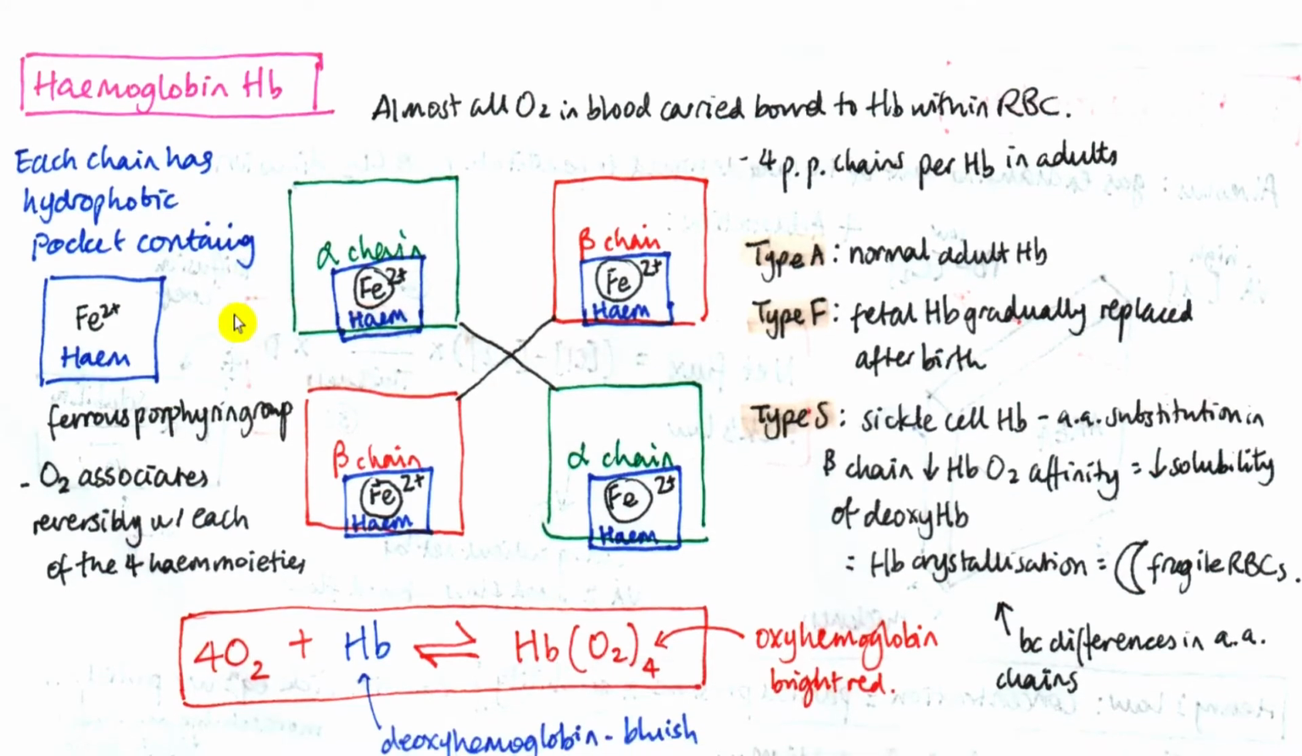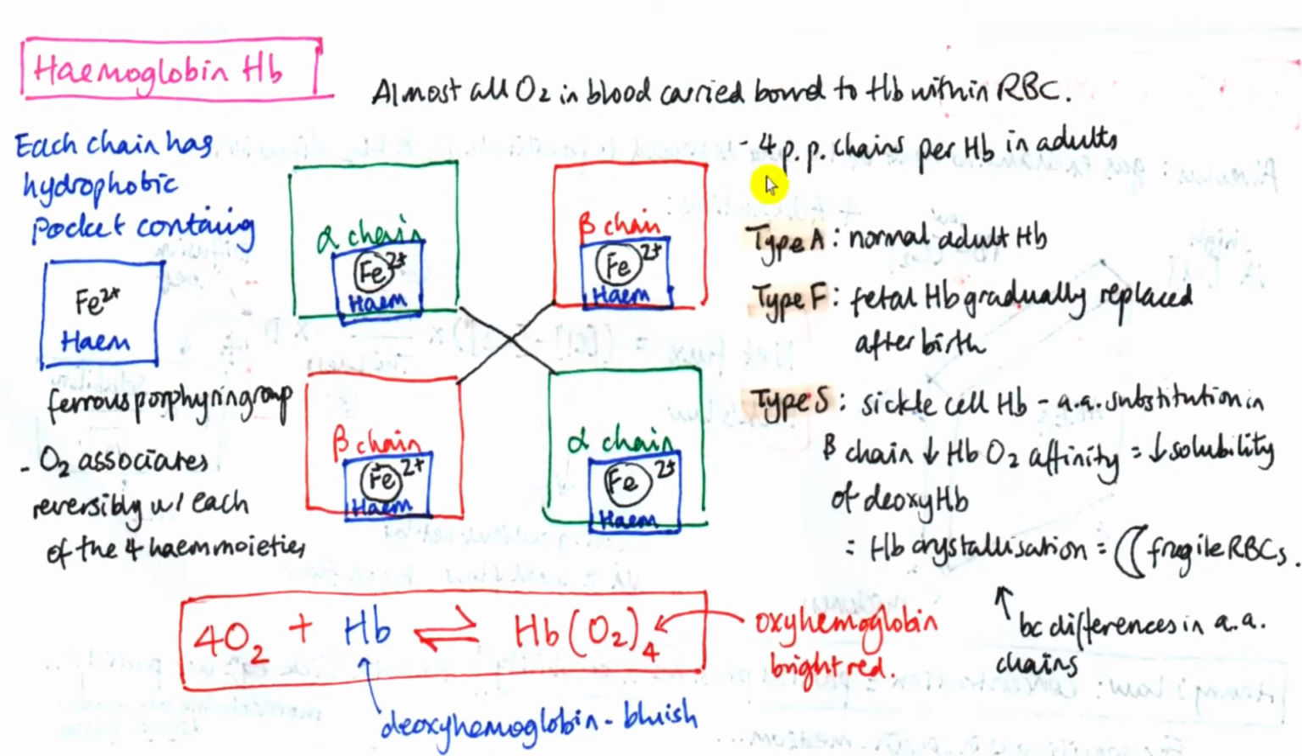The structure of haemoglobin: it's a globular protein. There are 4 polypeptide chains per haemoglobin molecule in adults. Each chain contains a hydrophobic pocket, which contains a ferrous porphyrin group called a heme group, and the heme contains an Fe2+ ion, a ferrous ion, and this ferrous ion is what associates with 1 molecule of oxygen per ion. It associates reversibly and allows the oxygen to be carried.